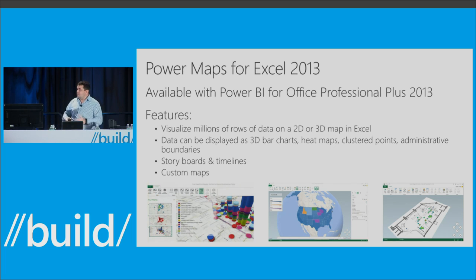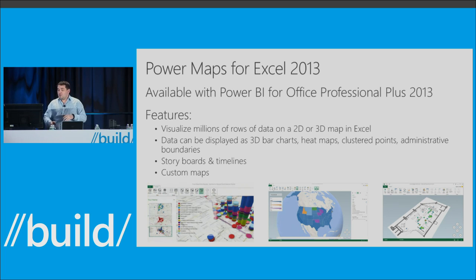The data can be, in addition to 3D bar charts, there's heat maps in there, clustering. You can view data as administrative boundaries, so polygons for states, countries, and even zip codes in some areas. Another really cool feature is the capability to have storyboards and timelines. And I'll show that in a little bit, and that can really make for a powerful presentation when you need to go through and show data. It's a lot richer than just using a simple PowerPoint.